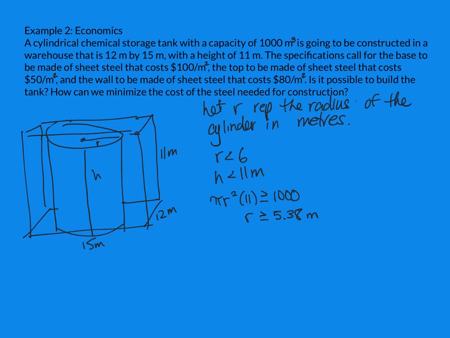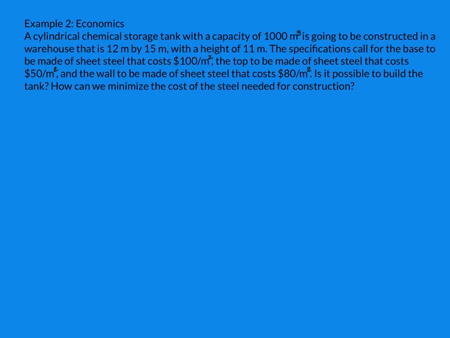And we've also created a potential restriction for our model here, where the radius has to be between 5.38 and 6. So now we can start to figure out how to minimize this cost. We know that the cost related to the base comes in at $100 per meter squared. So that's $100 times the area.